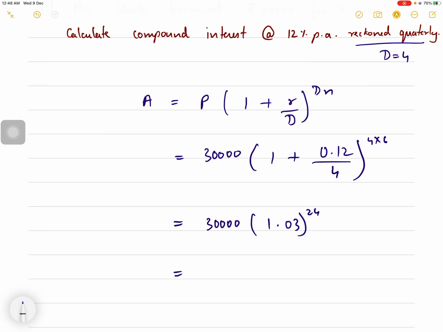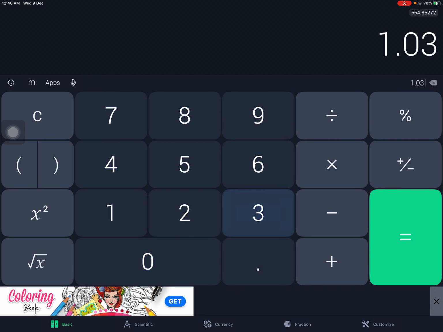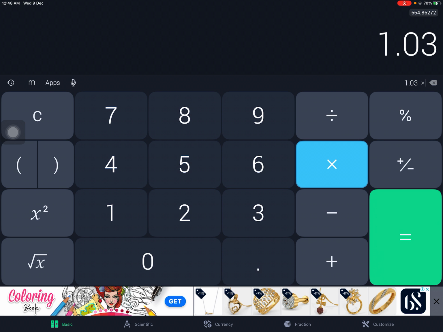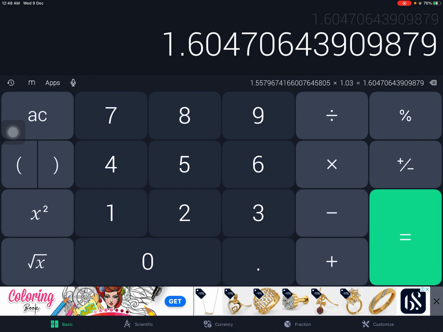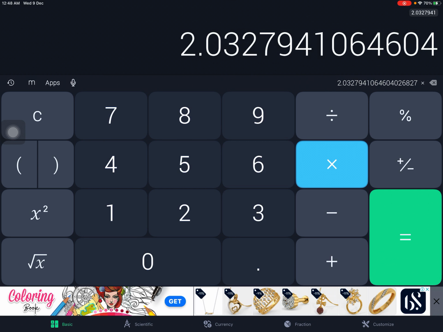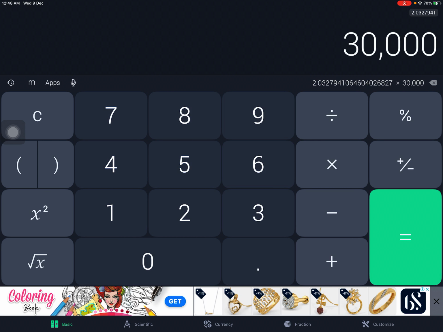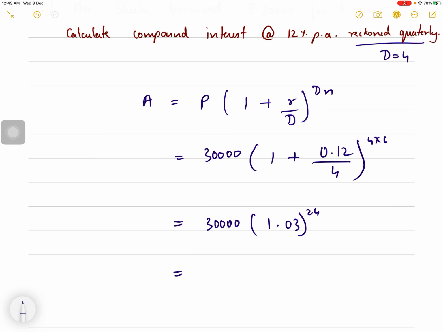Okay, let's calculate this. 1.03 raised to 24 multiplied by 30,000. 1.03 raised to 24, so into, then 2, 3, 4, 5, 6, 7, 8, 9, 10, 11, 12, 13, 14, 15, 16, 17, 18, 19, 20, 21, 22, 23, 24. Multiplied by 30,000. So it comes to 60,983.82.